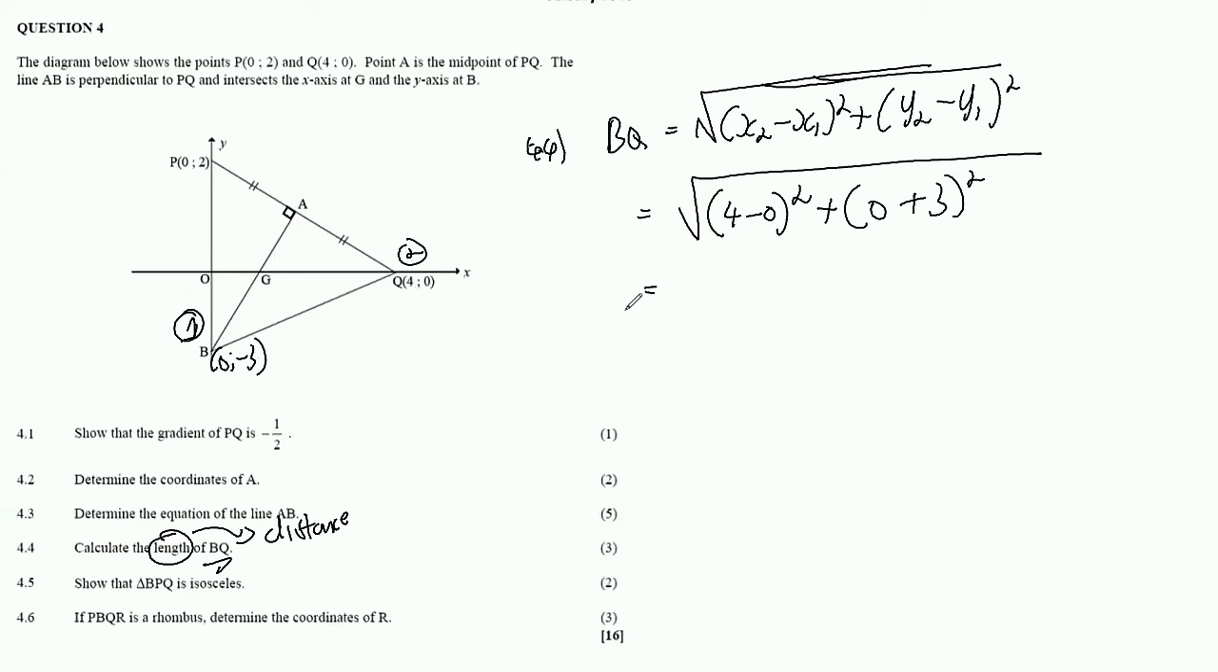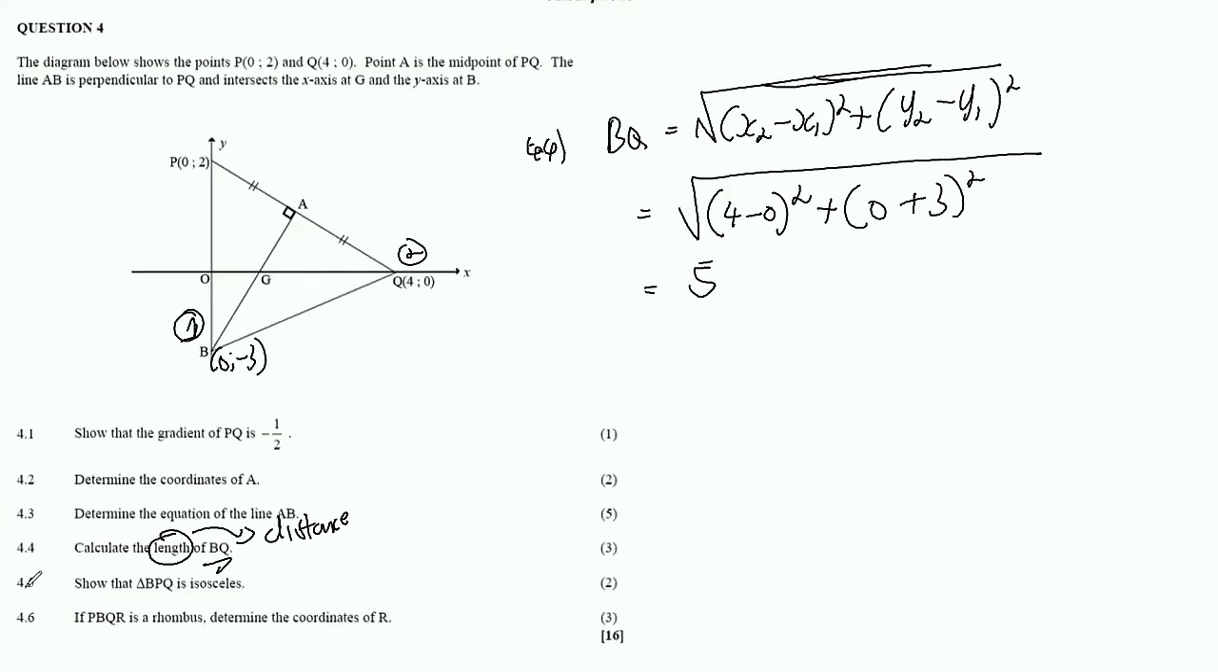Now you do not have to do this in a step-by-step manner like that. You can just press all this in a calculator, and then it gives you your solution, right? So if we punch all that into our calculator, we find that the distance is just equal to 5. So we have 5. Now, just like that, we have found the length of BQ.